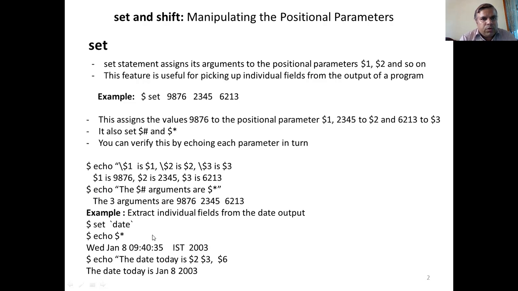And one use of the set statement is extracting the individual fields from the output of a program or a command. Here is an example. Extract the individual fields from the date command output. So you have to pass the date command as an argument to the set statement. Then the date command you have to enclose in back quotes or backtick sign, because we want to substitute the output of the date command as arguments to the set statement. Then after executing this set statement, the arguments are set.